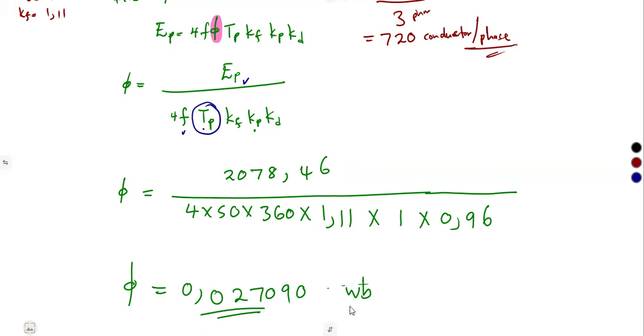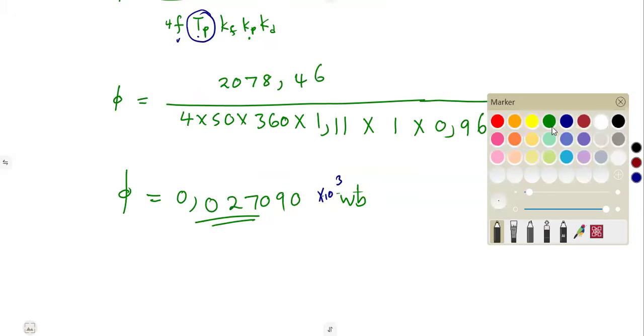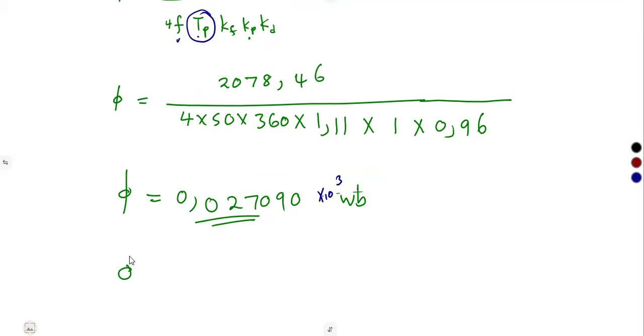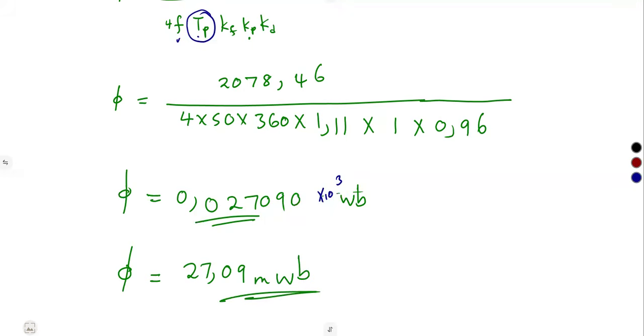You can even round off here to 3 decimal places like that. Or you can even convert to milliwebers by multiplying by 10 to the exponent of 3. The opposite. Remember, milliwebers is times 10 to the exponent of minus 3. So to convert to it, you multiply by the opposite. So the moment you multiply by 10 to the exponent of 3, your answer was going to be 27.09 milliwebers. This is just writing your final answer. You can just leave your answer there as it was. So that was the idea of the question. Answer the question.